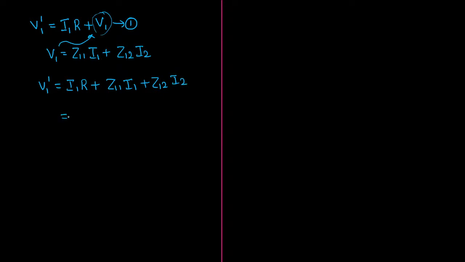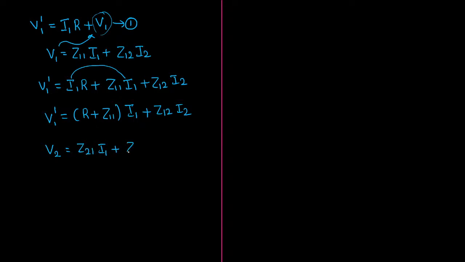So let us proceed further from this. If I take I1 outside from here commonly, it can be written as R plus Z11, that is the new impedance, into I1 plus Z12 into I2. This is the value of new input voltage. But is there any changes in the output voltage? No sir. There was no changes. I have observed already. So it can be written as Z21 into I1 plus Z22 into I2.